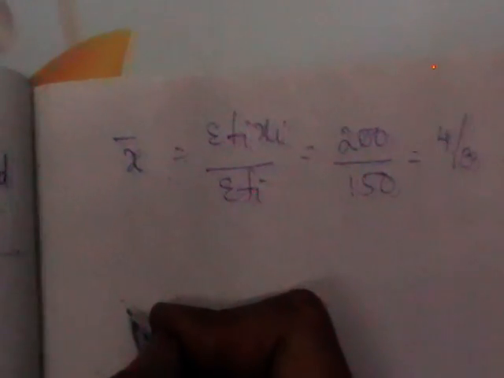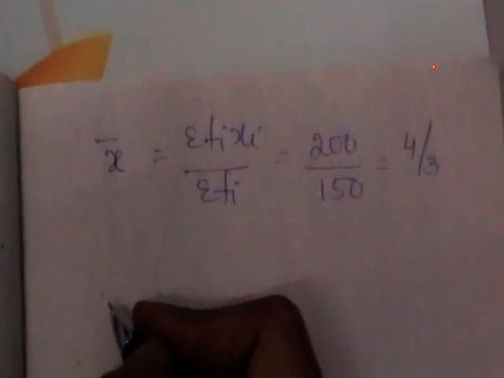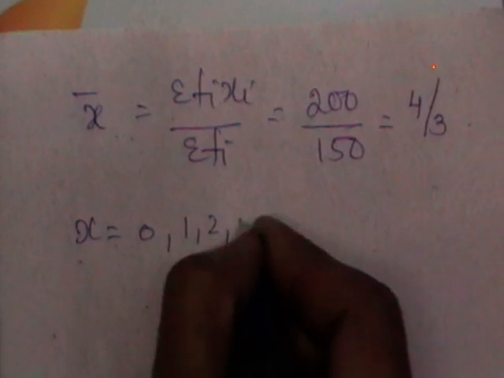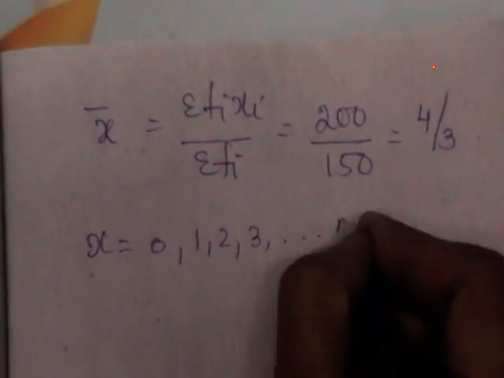Okay, now what is n? n is nothing but what is the range for x? X is equal to 0, 1, 2, 3, and so on up to n. Am I right?